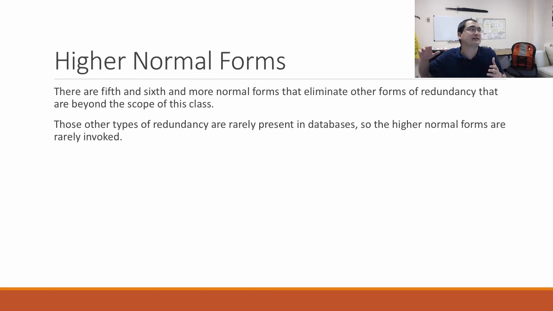There are fifth and sixth and more exotic ones than that that eliminate other forms of redundancy that can be present in the database that I don't even understand. Those are well beyond the scope of this class, and to be perfectly honest, well beyond the scope of almost anybody who's using databases to hold practical data. Those sorts of redundancies that these higher normal forms are trying to handle are almost never present in databases, and so you never need to actually try to use these higher forms.